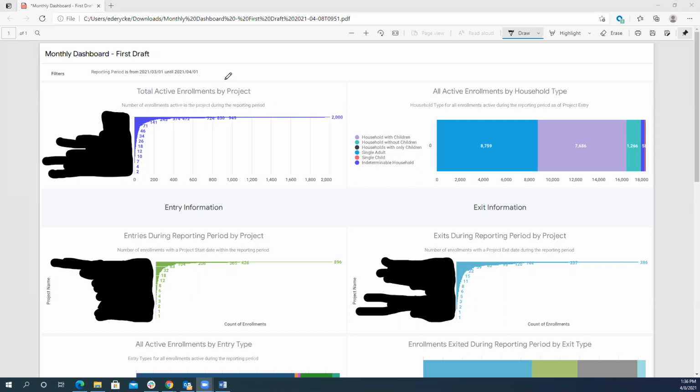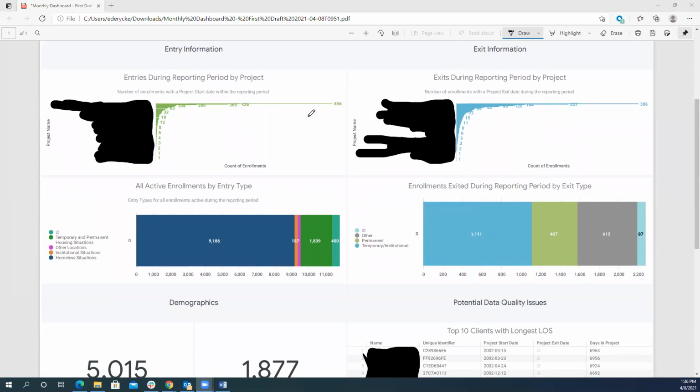First we have total active enrollments by project. During whatever the reporting period is, it'll list all the projects at your agency and how many active clients there were. We also have, of those enrollments, the different household types. We can combine these, so it's only households with children, households without children, and with only children, just to clean it up a little bit more. We can also do this by project type, so you can see that as well.